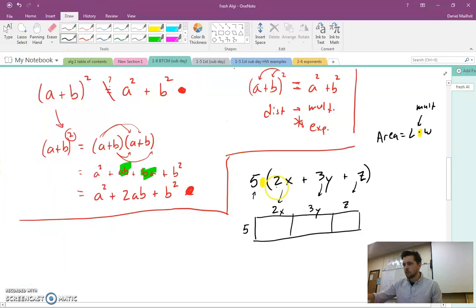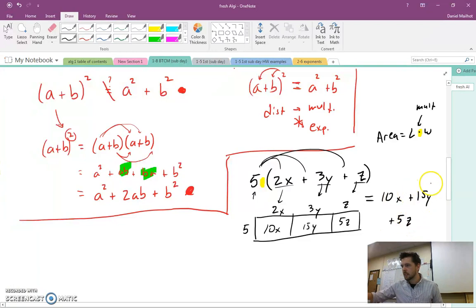Now, since this has 3 terms, let's make 3 sections. The area of this first section, well, it's 5 times 2x, or 10x. The area of this second section is 5 times 3y, or 15y. And the last one is 5z. Now, you'd get the same terms if you distributed like this, but I like the visual representation sometimes. Both answers will be the same. 10x plus 15y plus 5z.